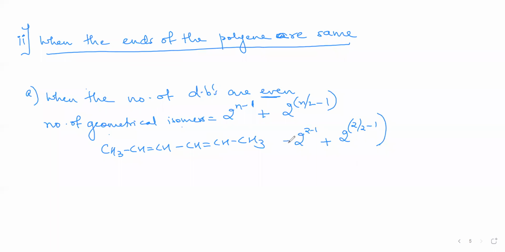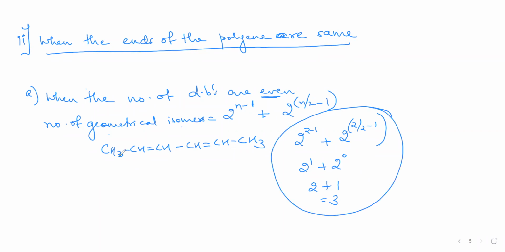2 raised to 2 minus 1 का आंसर क्या होगा? 2 raised to 1 plus 2 raised to 2 by 2. 2 by 2 is 1. 1 minus 1 is 0. 2 raised to 0. So 2 raised to 1 is 2. 2 raised to 0 is 1. So 3 isomers. Did we get 3 isomers for this? We got 3, no? We got cis configuration here. We got trans configuration here. And one double bond having cis and the other having trans. That is the third one. Okay. Did you understand this formula again?